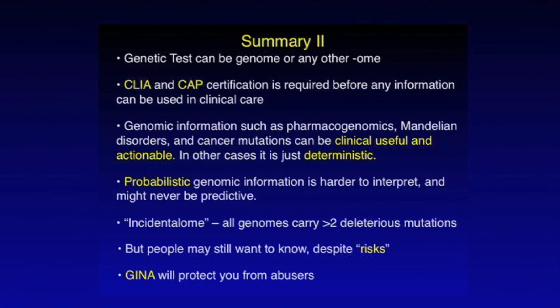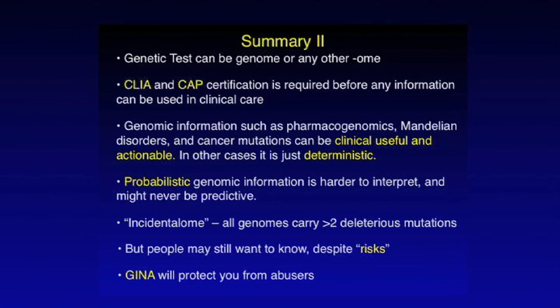So that's actionable information. In other cases, this information is just deterministic, meaning that there's a very high likelihood that the person would develop the disease, but there's not much you can do about it. And so, again, there's some ethical questions about what you would do with this information and who's making those decisions. Then there's probabilistic genomic information that's harder to interpret and harder to make predictions about what that does to the person's health.